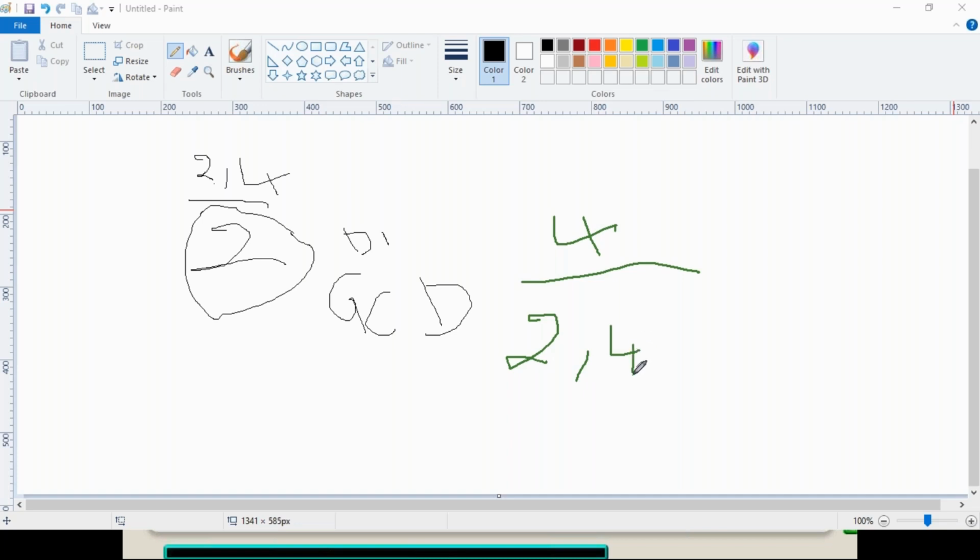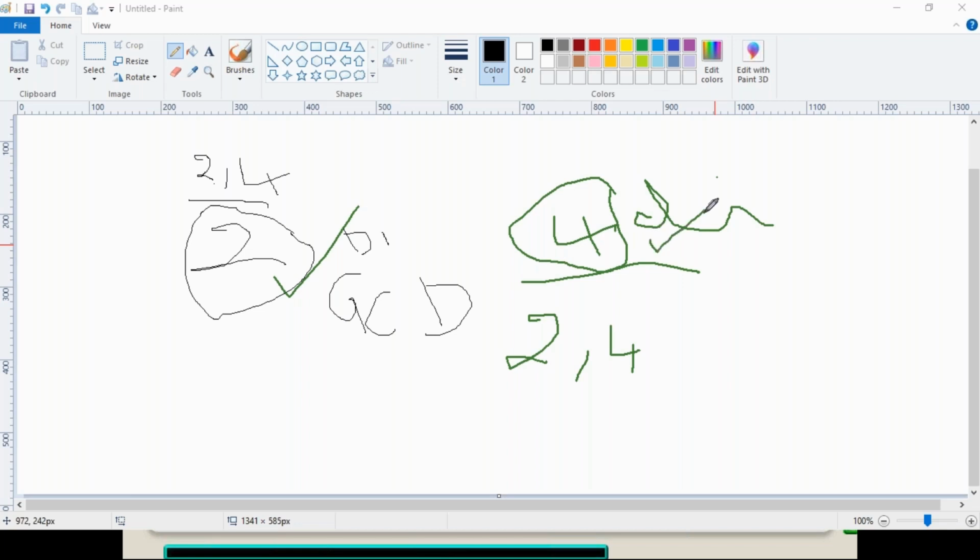4 is always divisible by 2, 4. Here 4 is in the numerator. Numerator is always divisible. So whenever the numerator is always divisible, the numerator is the LCM and the denominator is the GCD. So the denominator always divides, and coming to the numerator, it is always divisible by.